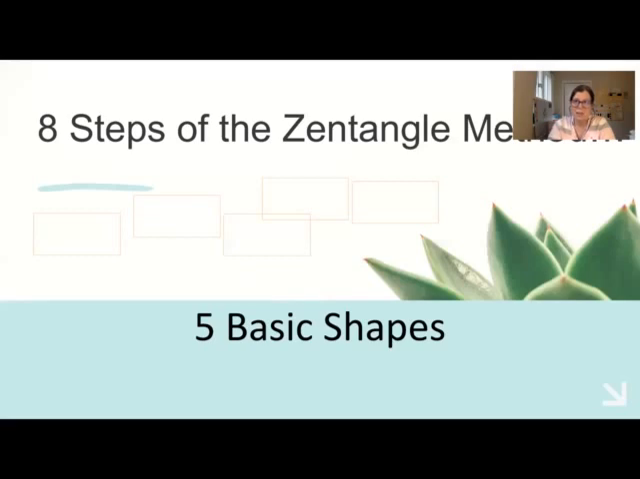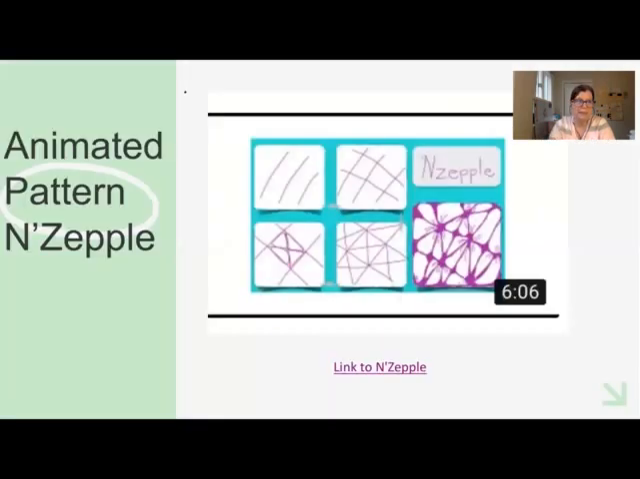And in the 8 steps of the Zentangle method, basically all the tangles or all the patterns are made up of 5 basic shapes. If anybody can do these 5 basic shapes, they can make any pattern that you see out there. There are so many websites that have patterns. The Zentangle homepage has some books that have some patterns in it. 5 basic shapes, and I'll talk more about that in the live Facebook session that we'll have tomorrow.